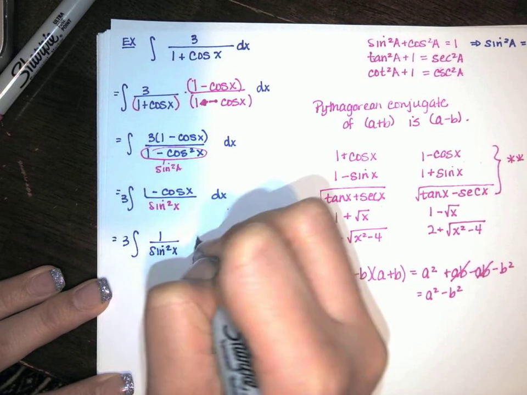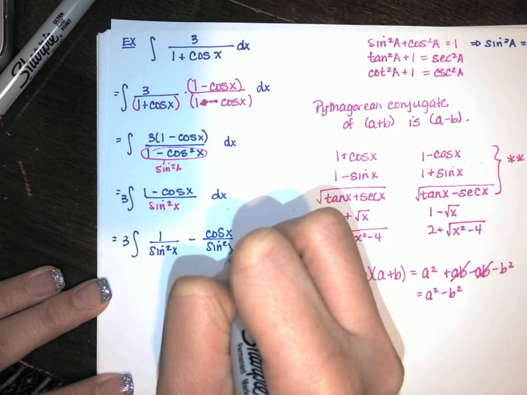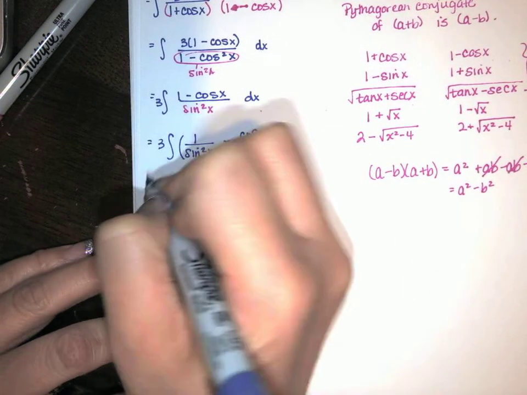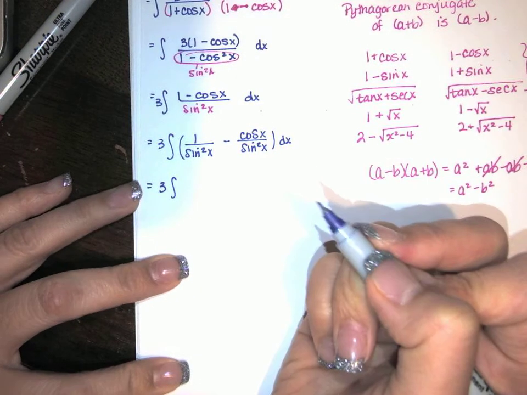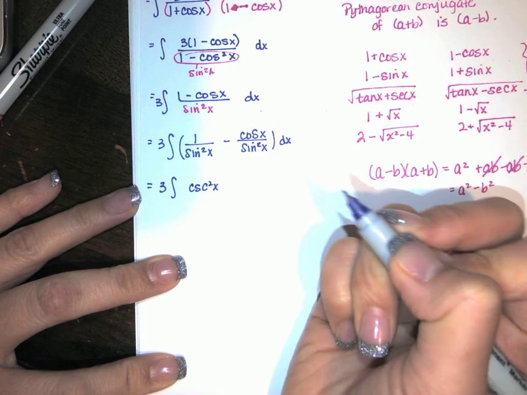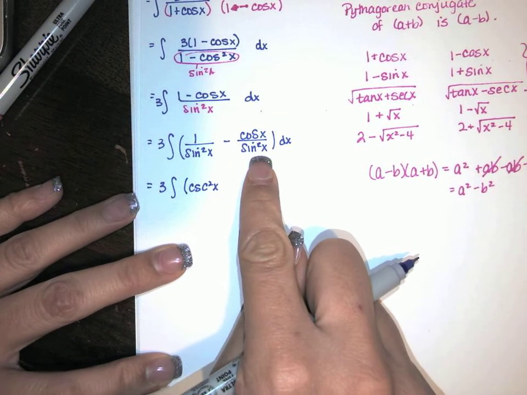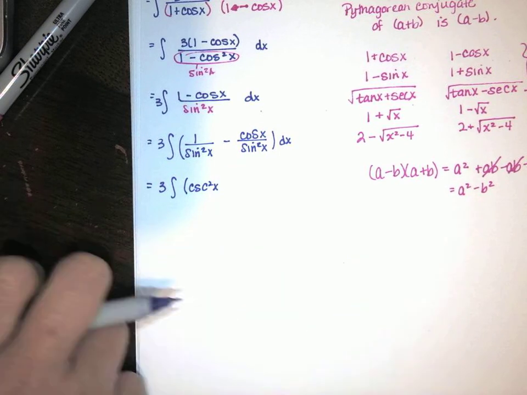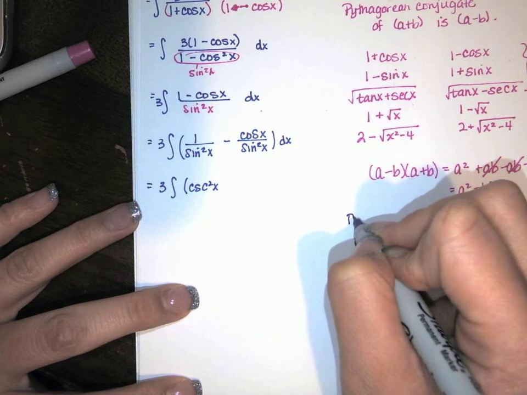So you have 1 over this minus cosine of x over that. And then simplify. 1 over sine squared. If you don't remember, that's cosecant squared. Make sure you review those identities. Now this can be solved with a u sub, but it's easier if you can remember those Pythagorean identities. So not Pythagorean identities, excuse me, reciprocal identities.